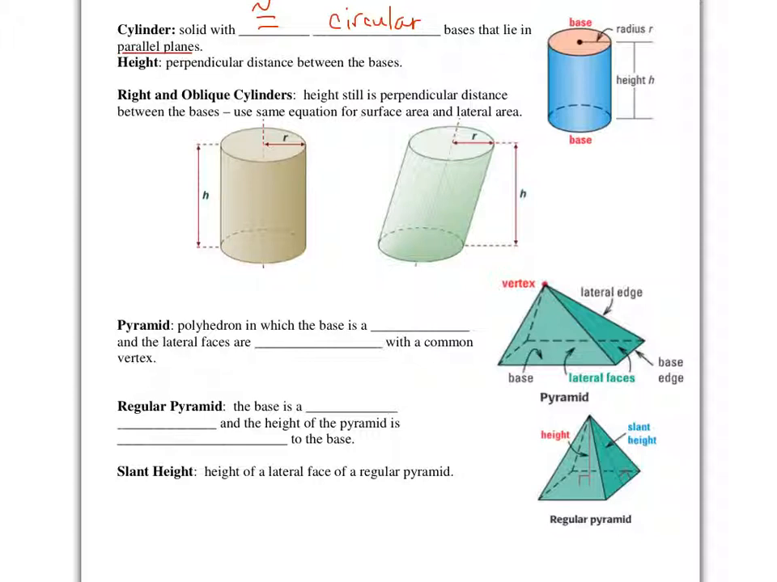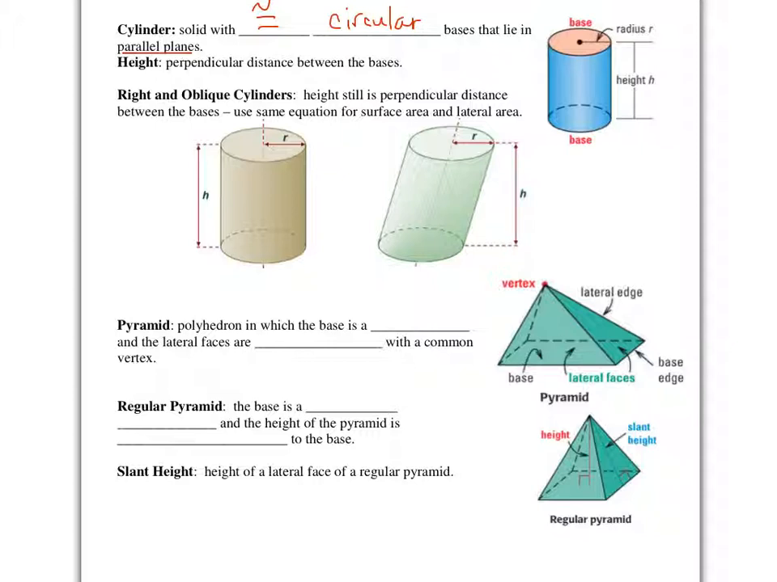The height then is perpendicular between the bases, so it's straight up and down. So if you're looking at the oblique cylinder right here, it still needs to be perpendicular between the bases. So it may not be connecting the centers together, but it will be perpendicular to the bases.